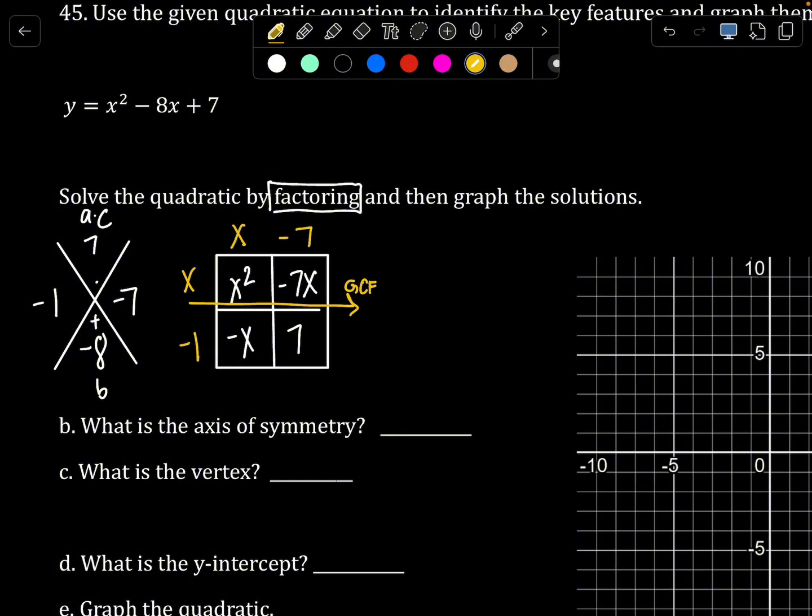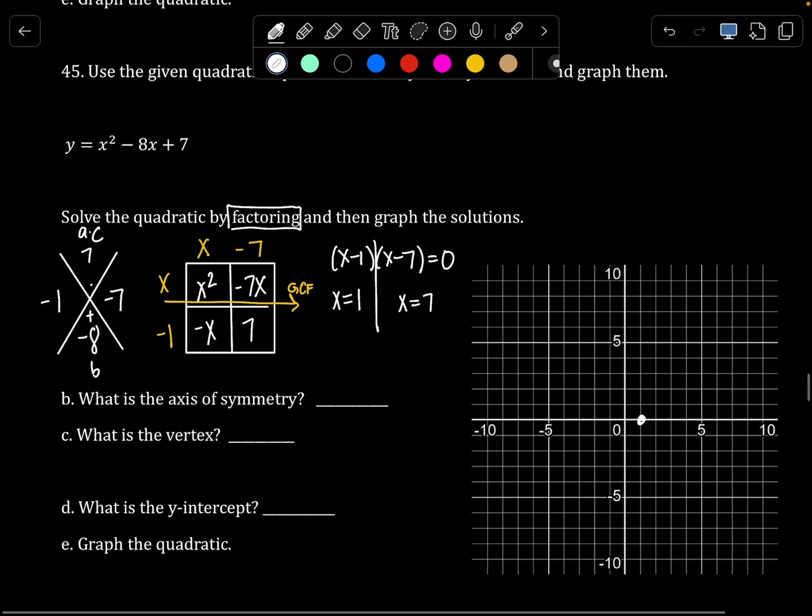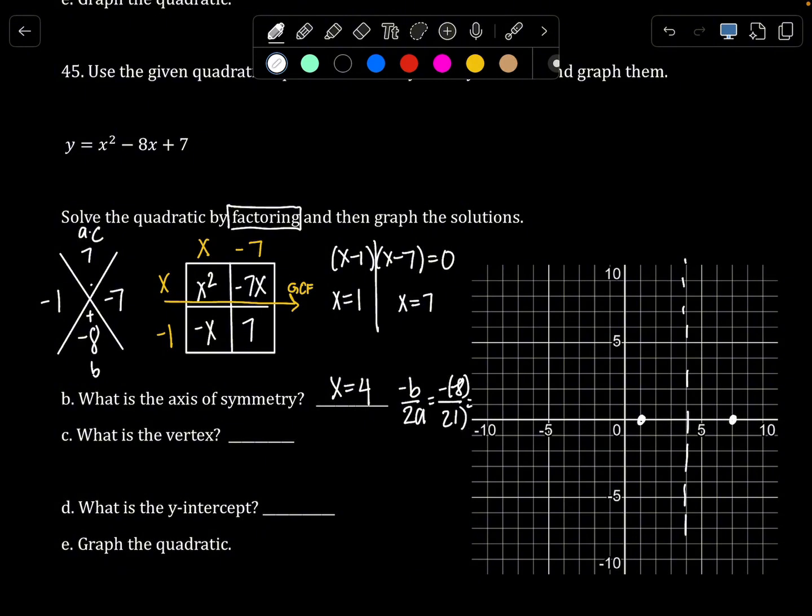All right, hopefully you guys got x minus 1, x minus 7 equals 0. Opposite operation, just x equals 1, x equals 7. There you go. Axis of symmetry, you go 1, 2, 3 to the right. 1, 2, 3, there you go. So it's right here. At x equals 4, and you can double check your answer, which is -8 over 2 times 1. 8 over 2, which is equal to 4. Very good job.